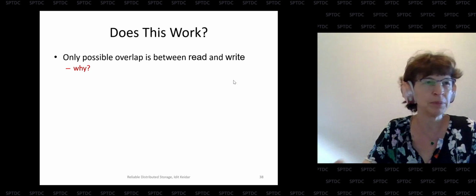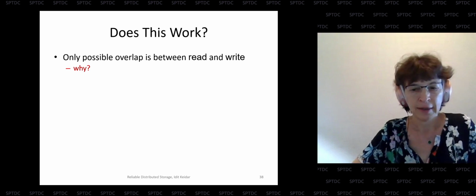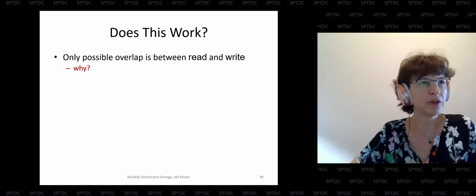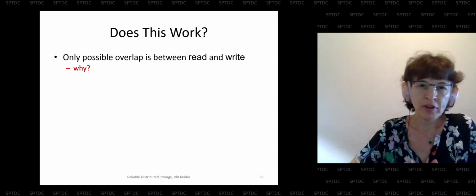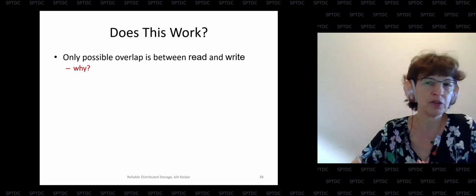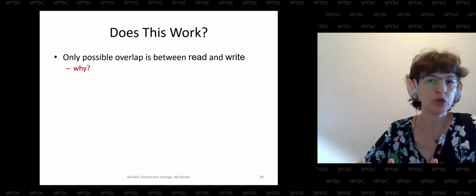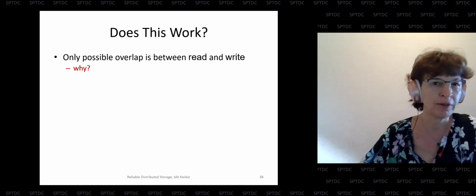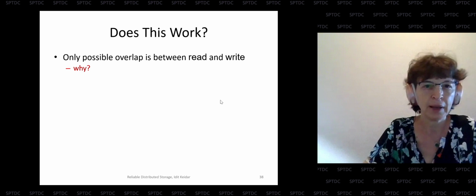So the question is, is this correct? Well, obviously it is, but let me try to convince you that we get the linearizability semantics here. The observation is that the only possible overlap between operations is between a read and a write. It's not possible for two reads to overlap, and it's not possible for two writes to overlap. The reason is quite prosaic: we only consider the case of a single reader and a single writer, and each process has one operation ongoing at a time. So we have at most one read going on at a time, and at most one write going on at a time, so we don't have to worry about them. We only have to worry about overlap between a read and a write.